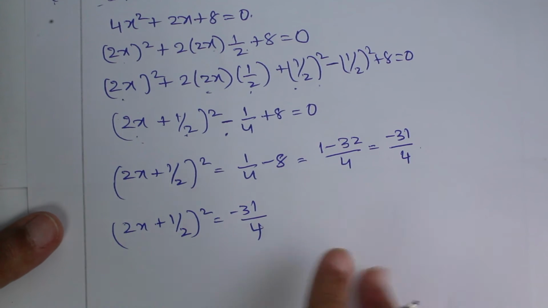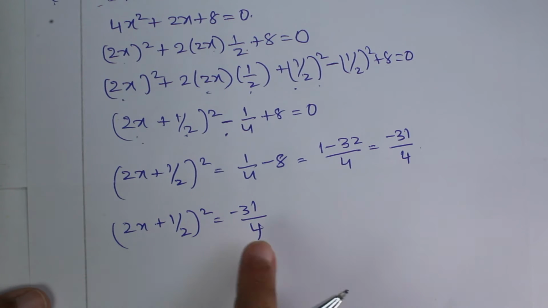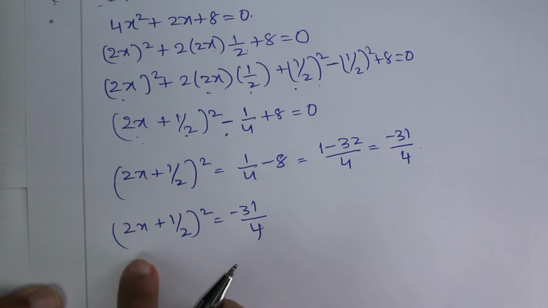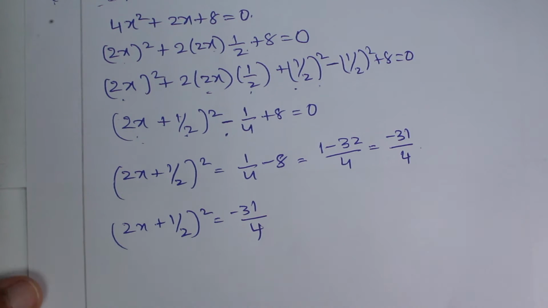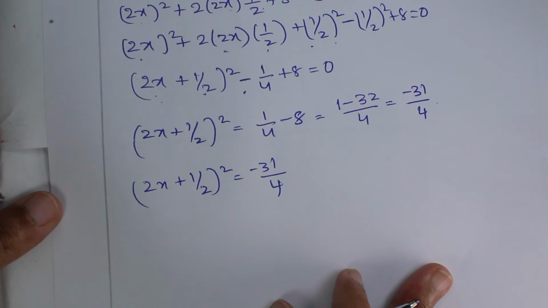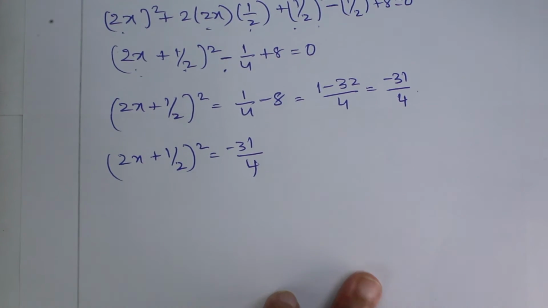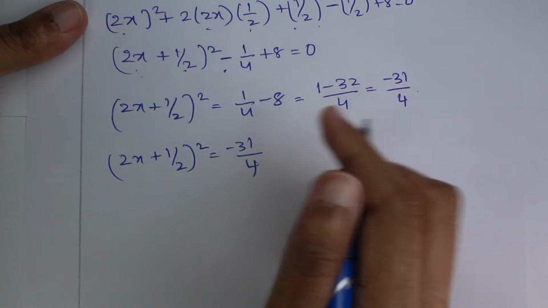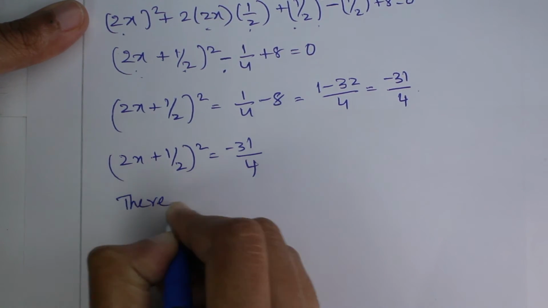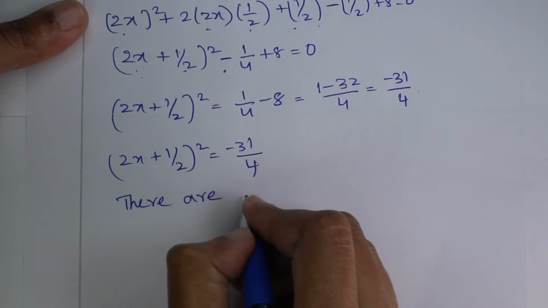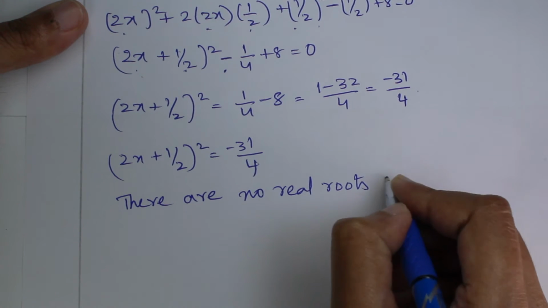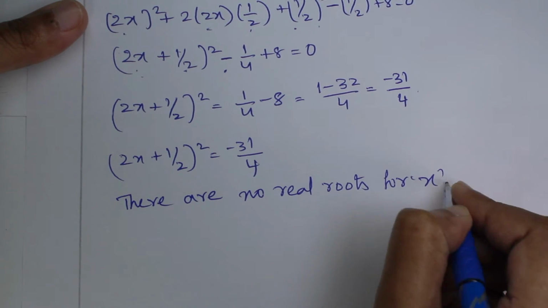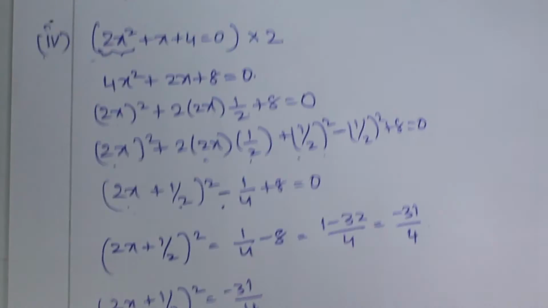So this is not possible, right? The square of any number is always a positive number. So here in this case x does not have any real roots. So there are no real roots for x. Hope this is clear for you.